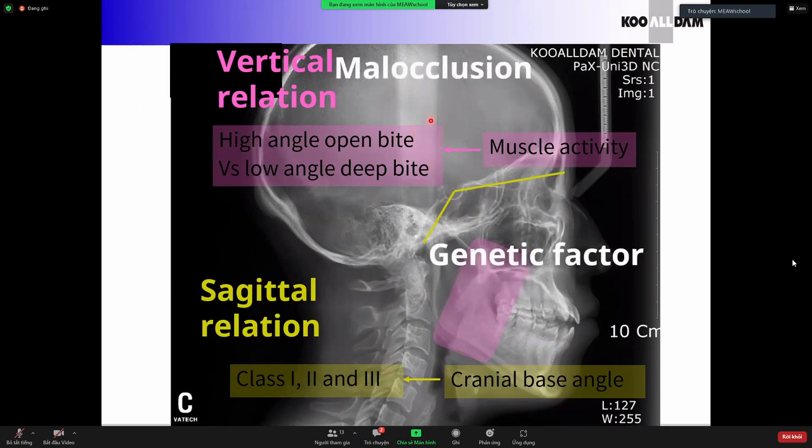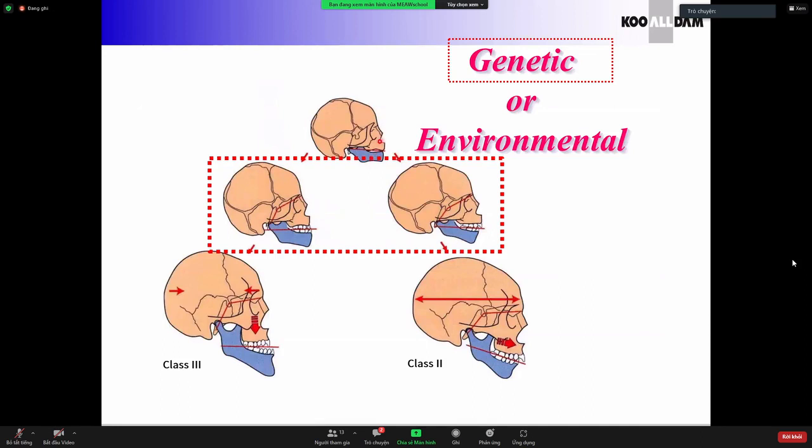So malocclusions are from genetic origin. Is that all? When a baby is born and then finally this baby changes to class 2 or class 3, especially at age 6 or 10, if you consider this kind of class 3 malocclusion to be from genetic origin, how can we treat? Surgery.